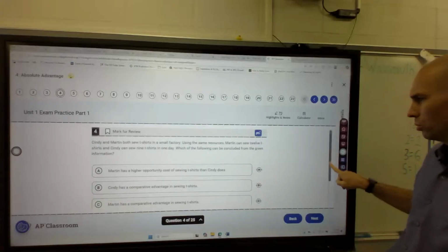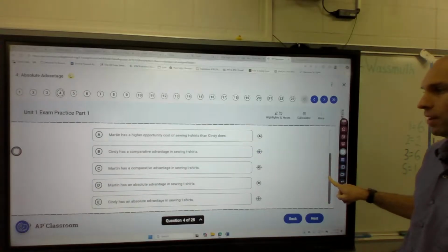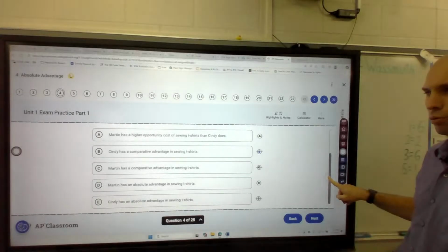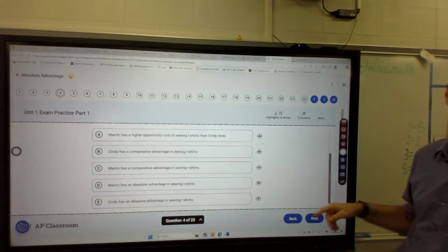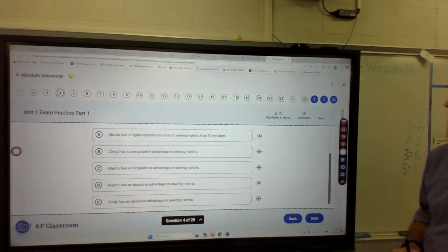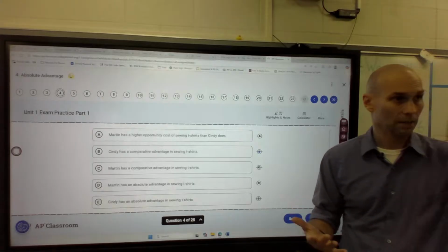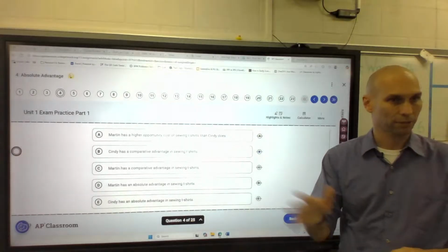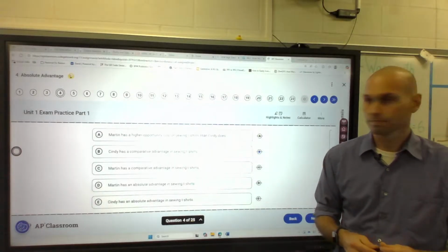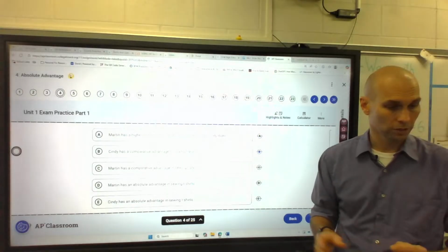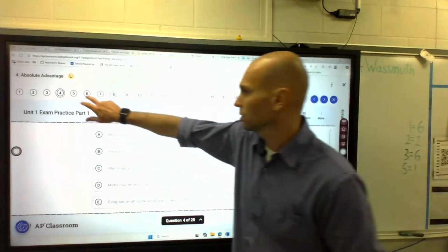We also don't know that. Martin has comparative advantage of sewing shirts. Probably, but we don't know compared to whether they're good. Martin has absolute advantage, yeah, because he makes more. That's absolute advantage. That one definitely is right. You guys got it? Questions? All right, we'll move on to number 6.